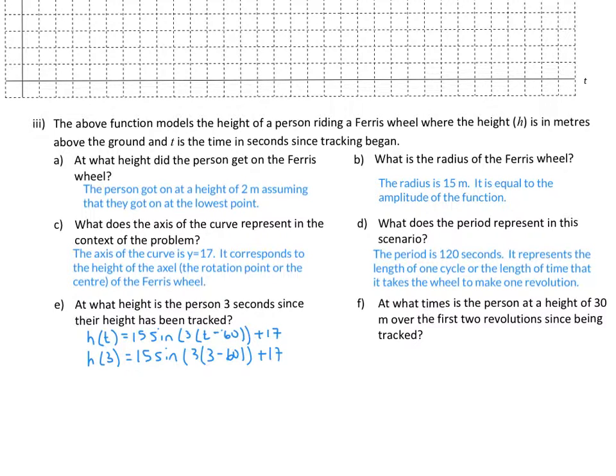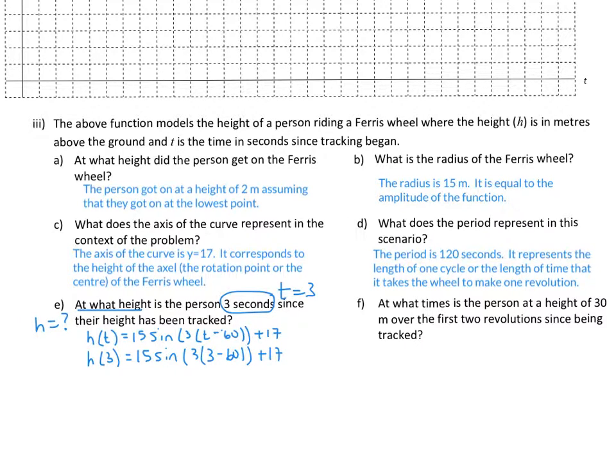Okay, so on this page, I've just summarized my explanations that I had for parts A through D while we were talking about the graph. And then for part E, at what height is the person 3 seconds since the height has been tracked? So the 3 seconds, that's the time. It's t is equal to 3. And at what height? We're trying to solve for height here. So h is equal to question mark.